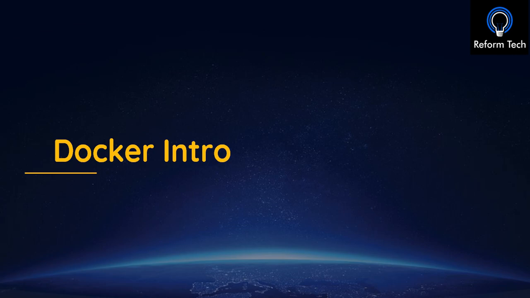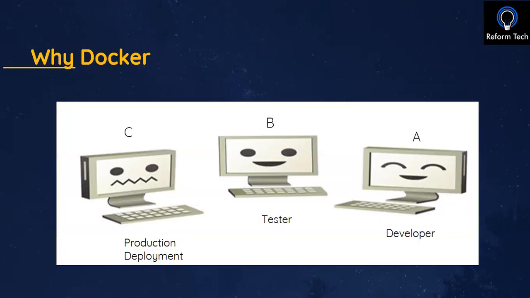Let us assume that there are three persons, A, B, and C. A is a developer, B is a tester, and the person C deploys the change in production. Now, these three people have three different machines, right? So a developer writes a code in his machine and builds the project in the same machine, and it all works fine.